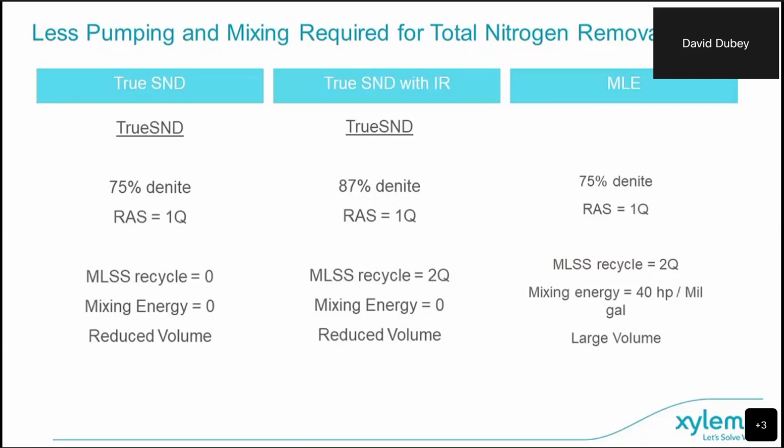So in the standard MLE process, we have an anoxic tank up front with some type of mixer in it. Well, when we're doing the true SND with an aeration device in the anoxic basin, we don't need a separate mixer because the device that's aerating is providing the mixing as well. So we save the cost of that mixer. We also don't have to pump around for the denitrification, so we save the cost of that 4Q recycle pump. If we do internal recycle, we can get to 87% denite with it, and we don't have to have the extra volume for post-anoxic.